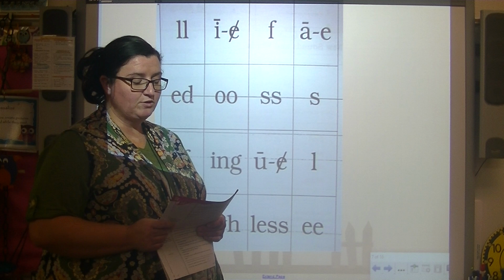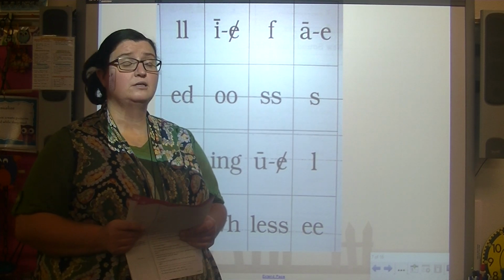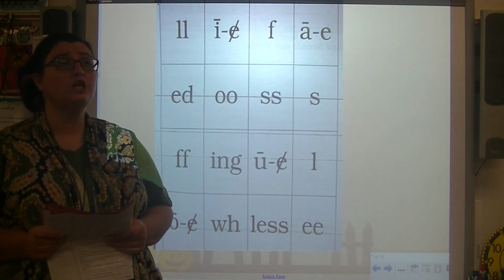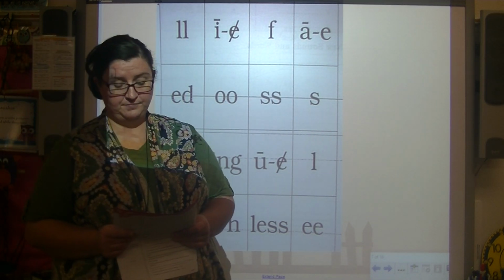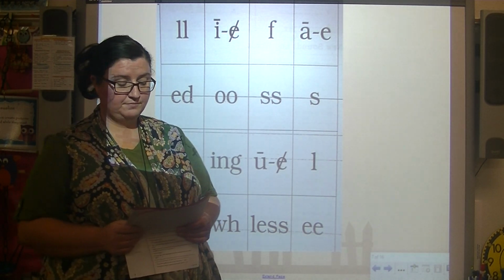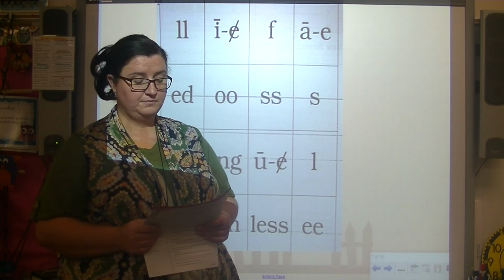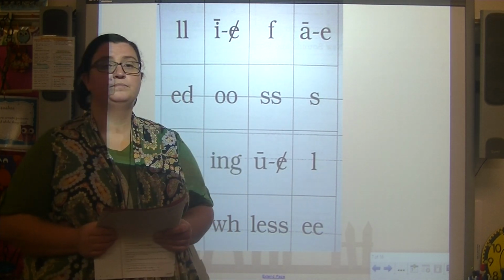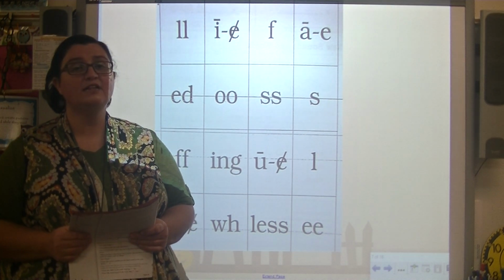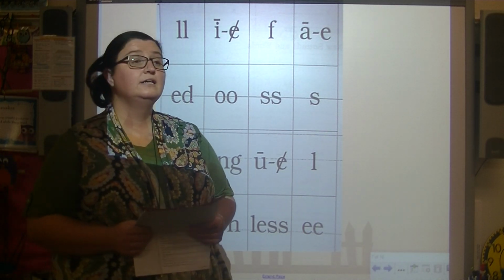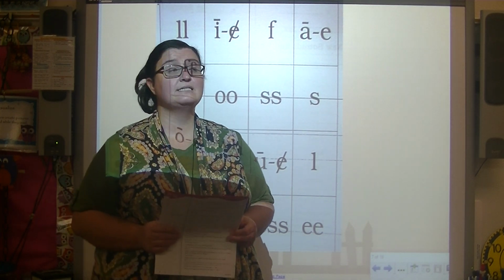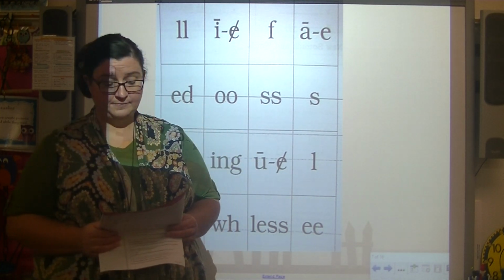Cross out the vowel sound in the word cute. Cute. The puppy is very cute. Cover the suffix in the word landed. Landed. The pilot landed the plane safely.